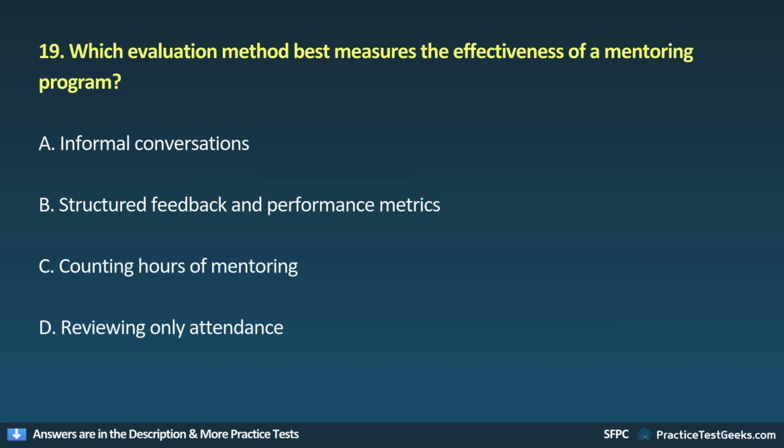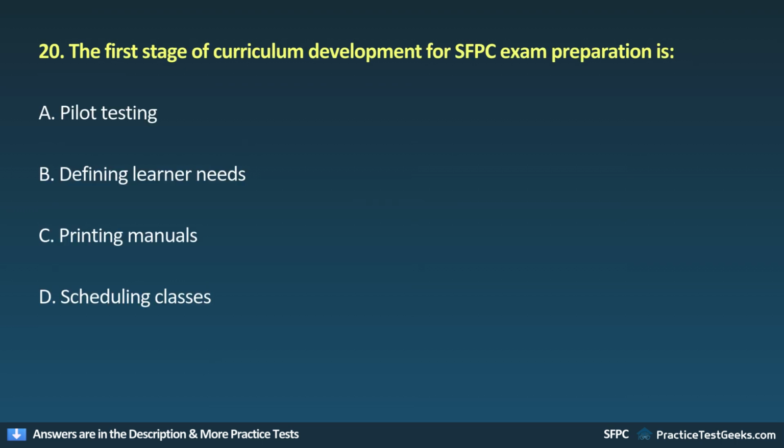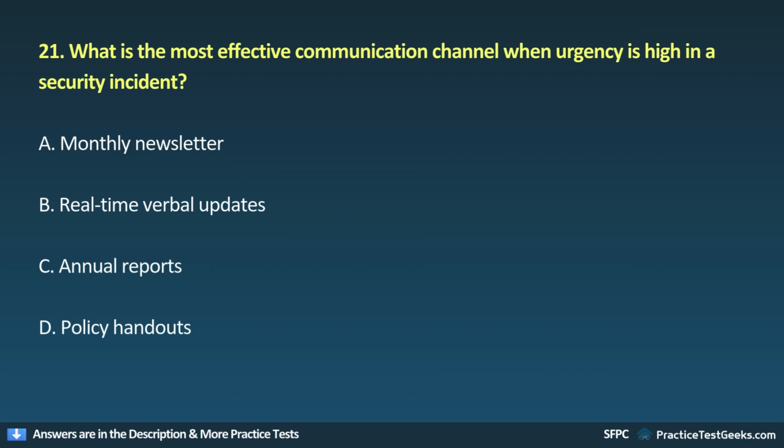19. Which evaluation method best measures the effectiveness of a mentoring program? A. Informal conversations. B. Structured feedback and performance metrics. C. Counting hours of mentoring. D. Reviewing only attendance. 20. The first stage of curriculum development for SFPC exam preparation is A. Pilot testing. B. Defining learner needs. C. Printing manuals. D. Scheduling classes.